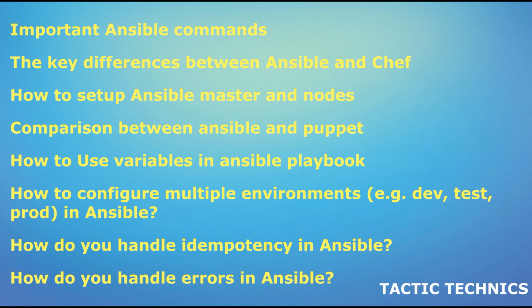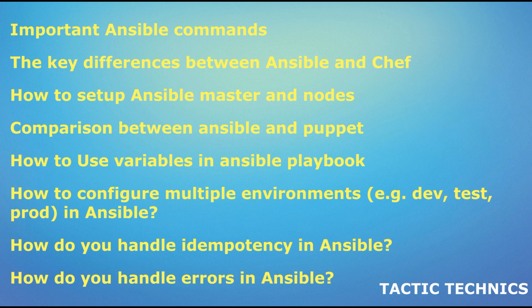Configuration language. Ansible uses YAML, yet another markup language, for defining configuration and automation tasks, while Puppet uses its own domain-specific language called Puppet DSL. Learning curve. Ansible has a relatively simple and intuitive syntax, making it easier to learn for new users. Puppet, on the other hand, has a steeper learning curve due to its more complex Puppet DSL syntax.